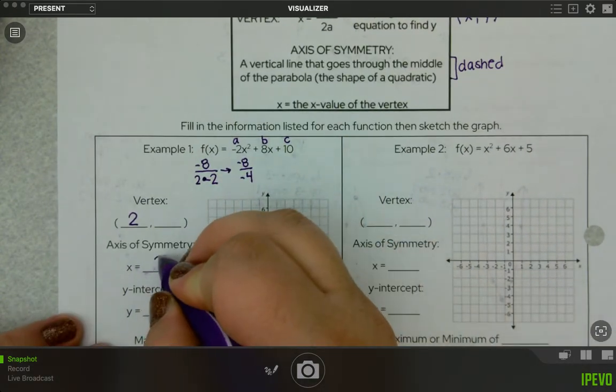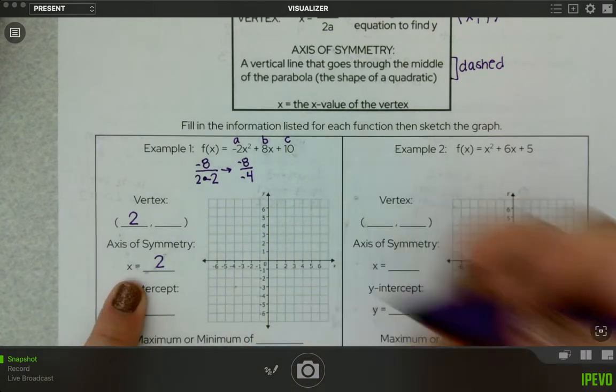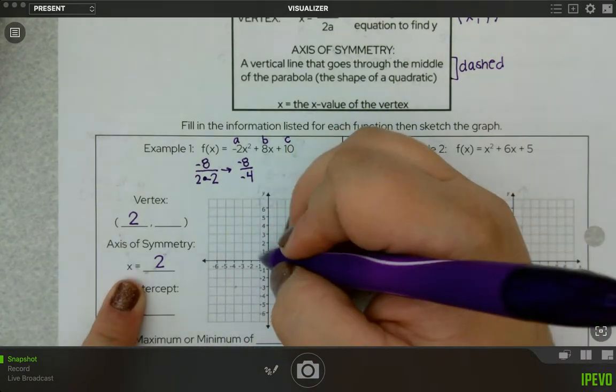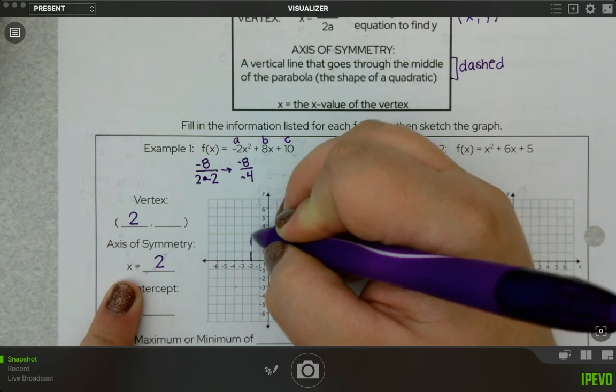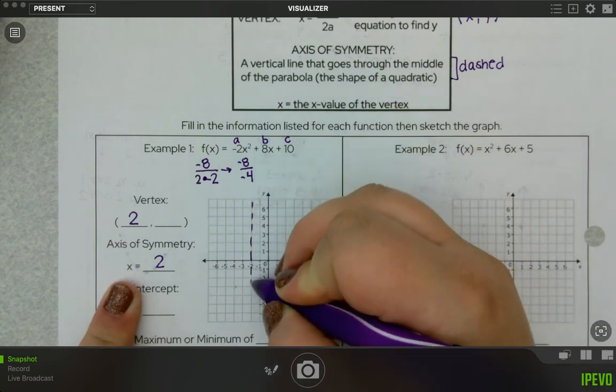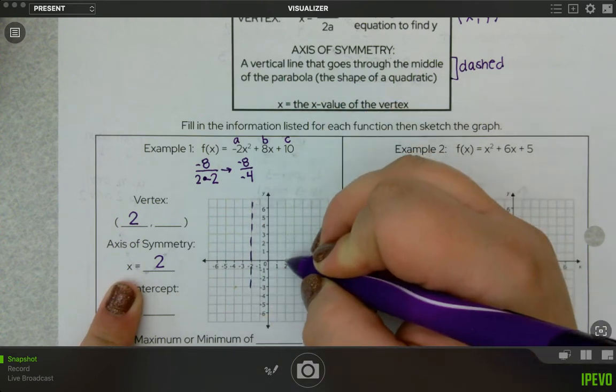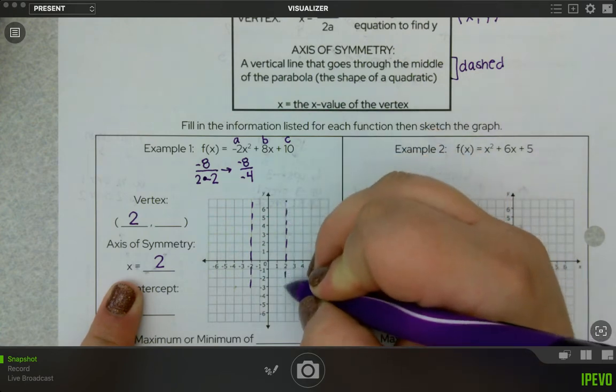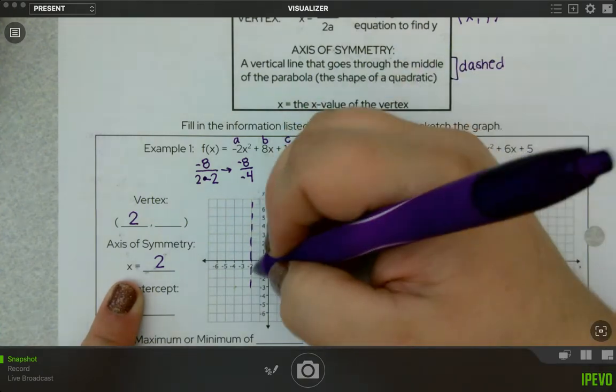And your axis of symmetry is going to be the vertical line x equals 2. So I'm going to go to negative 2 and draw a line going up and down. Sorry, go to positive 2. Up and down.